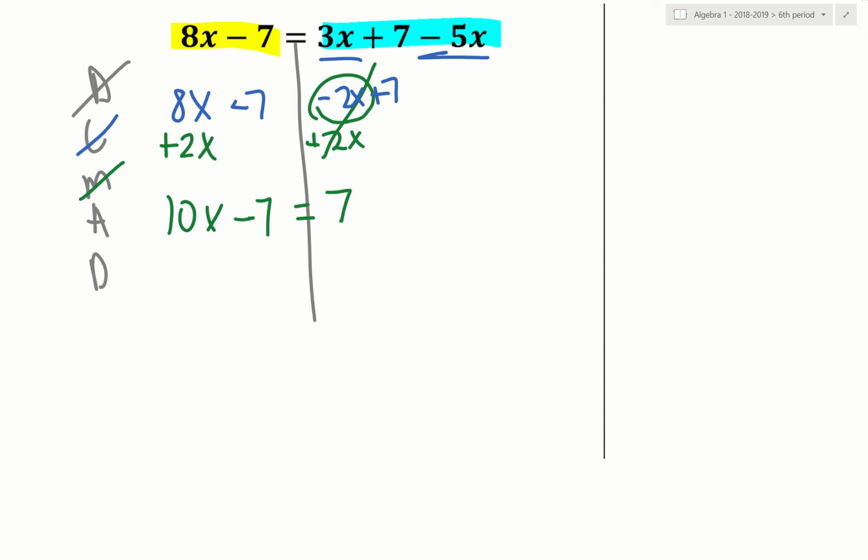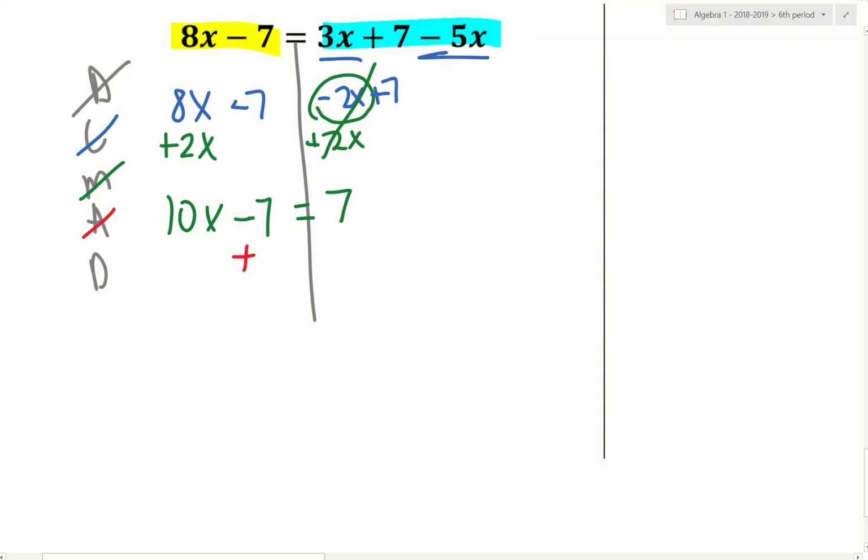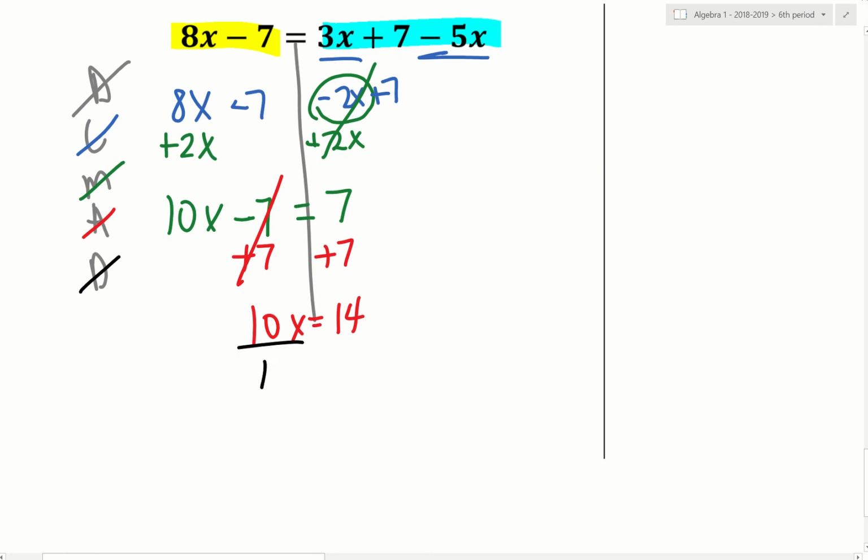And then minus 7, right? So how do I get a minus 7 to go away? Add 7 to both sides. Great job. That cancels it out on the left side. I'm left with 10x equals what? 14. And my last step always is to divide by that leading coefficient, which is 10. So what's my answer?